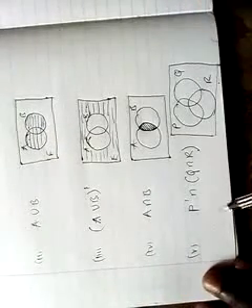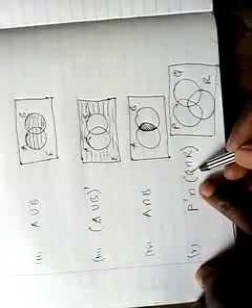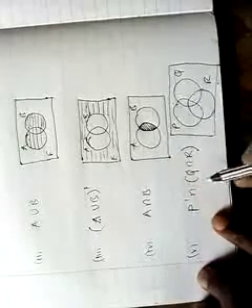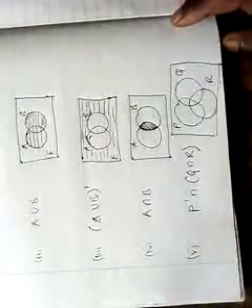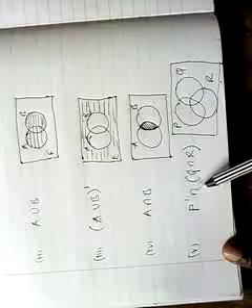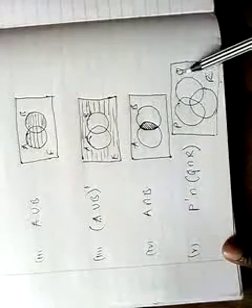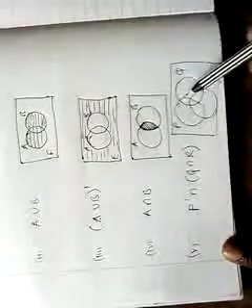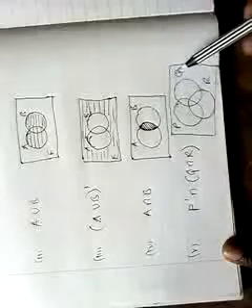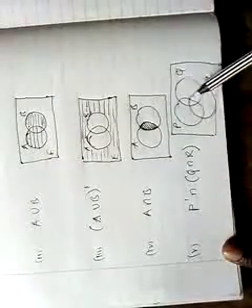Then the last one, P complement intersect Q intersect R. So here what you are supposed to do, you first focus on the complement. If you look at this intersection, this is intersection and this is intersection. So we are intersecting all the sets. The intersection of P and Q is this one. The intersection of Q and R is this one. The intersection of P and R is this one.